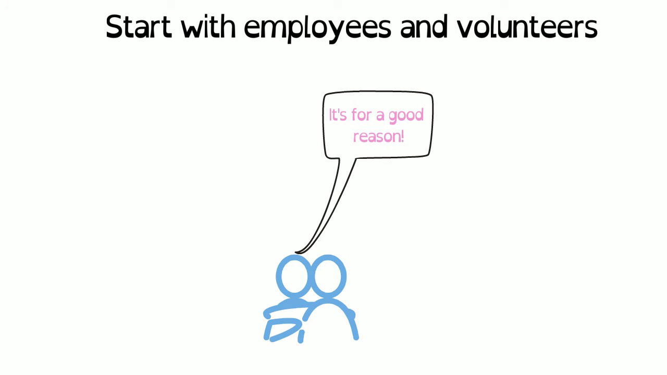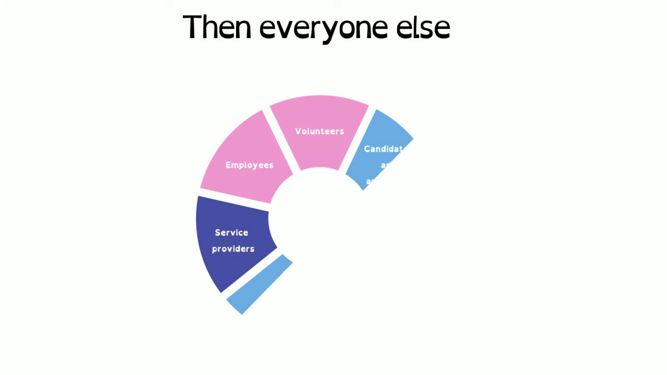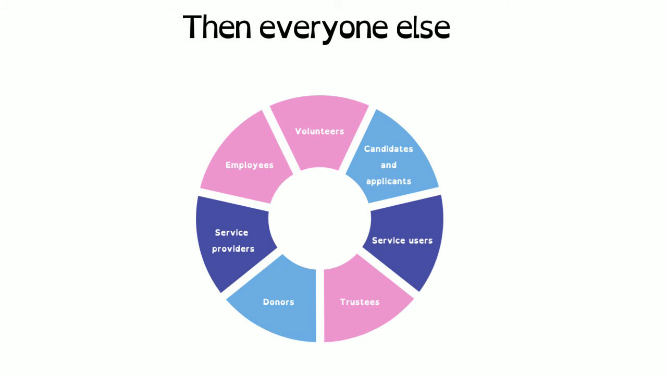Your next priority should be service users, trustees, candidates, and applicants. But to truly measure how inclusive you are inside and out, it's helpful to also collect data from donors, service providers, and, well, anyone else who gets involved with your charity, for example, those who visit your website.